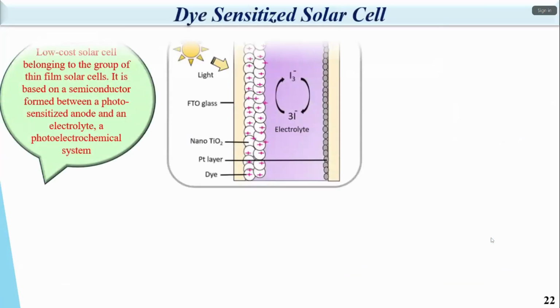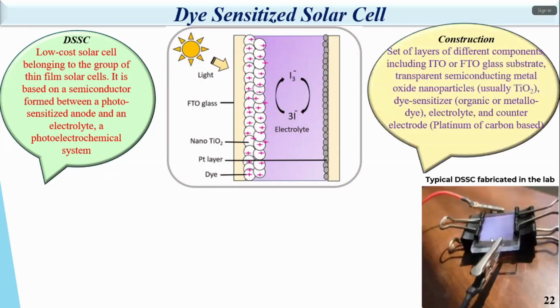Now, what are dye-sensitized solar cells in particular? These are low-cost solar cells belonging to the group of thin film solar cells, based on a semiconductor formed between a photosensitized anode and an electrode, a photochemical system. Its construction is like this. It consists of an ITO or FTO glass substrate, then transparent semiconducting metal oxide nanoparticles, dye sensitizer, electrolyte, and counter electrode. So here is a typical DSSC fabricated in a lab.